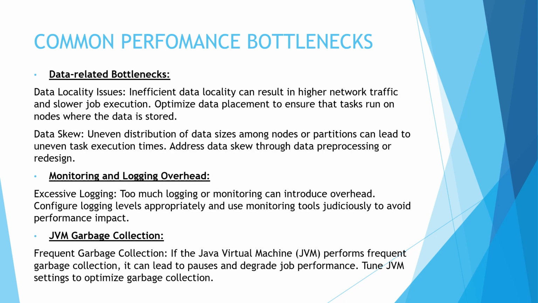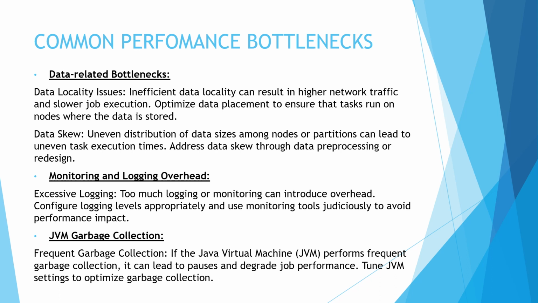A few other common bottlenecks are data related bottlenecks, monitoring and logging overhead, and JVM garbage collection. Data related bottlenecks: data locality issues and data skew. Inefficient data locality can result in higher network traffic and slower job execution. Optimize data placement to ensure that tasks run on nodes where the data is stored. Data skew: uneven distribution of data size among nodes and partitions can lead to uneven task execution time. Address data skew through data pre-processing or redesigning.